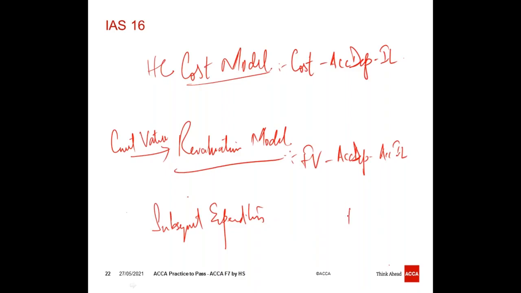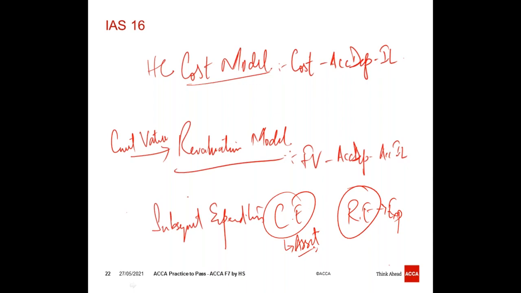So we have two things, capital expenditure and revenue expenditure. All revenue expenditure will be charged as an expense, and all capital expenditure will be capitalized. You only need to see whether the expenditure you are going to incur will increase the benefit or the earning capacity of that asset or not. If it is increasing the earning capacity of the asset, then it will be capitalized. But if it is required for the maintenance, then it will be charged as an expense.